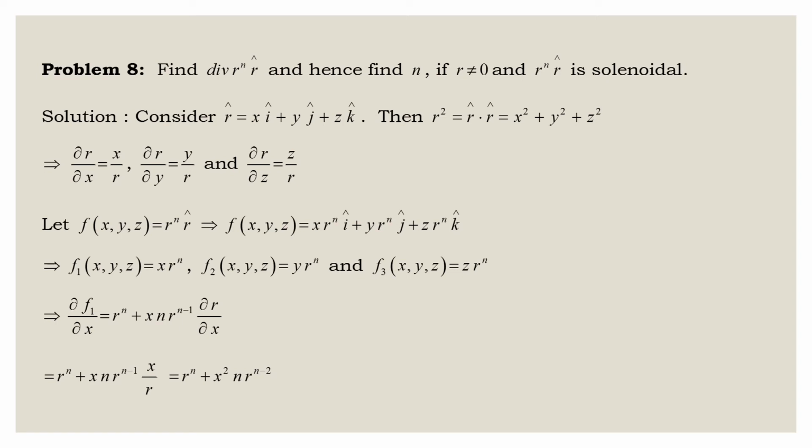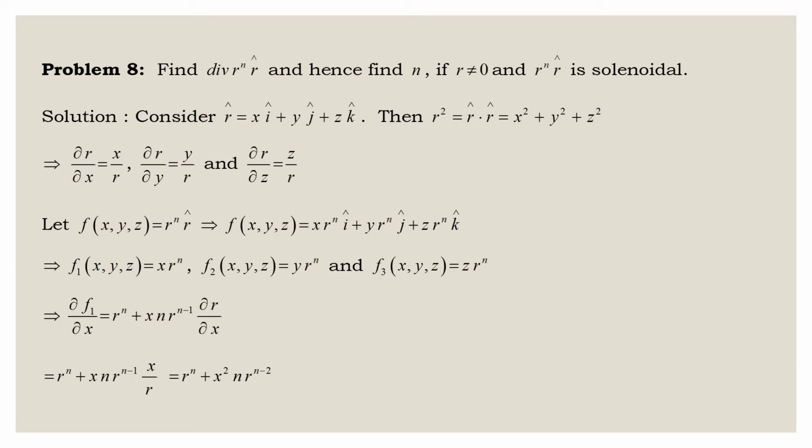In this problem, to find out the divergence of r power n r cap, we first find out the partial derivatives of r. That means we find out dou r by dou x, dou r by dou y, dou r by dou z. To get the values of these partial derivatives, we take r square equals x square plus y square plus z square. If we partially differentiate this with respect to x on both sides, we get 2r dou r by dou x equals 2x.